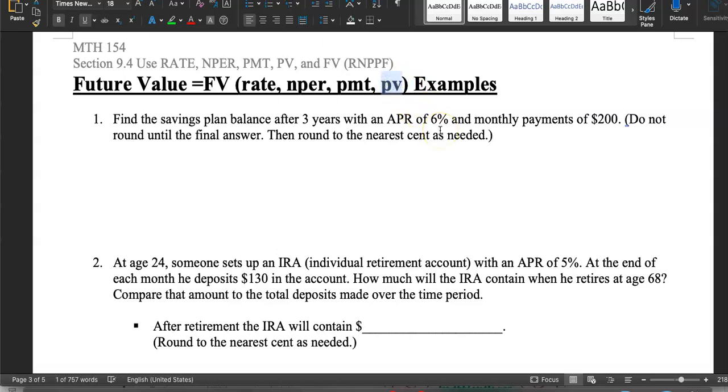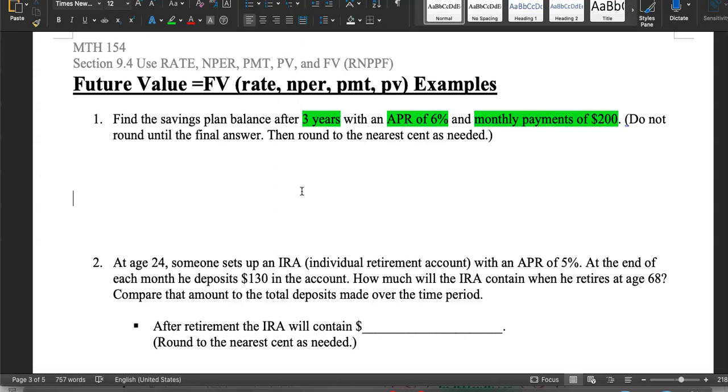All right, so let's look at number one together. Find the savings plan balance after 3 years, with an APR of 6%, and monthly payment of $200. Do not round until final answer, then round to the nearest cent as needed. Now that rounding rule is important if you're using a formula and you're typing things into a calculator, like in the middle of it. But for us, that rounding doesn't apply because we know our Excel will be able to figure this out for us.